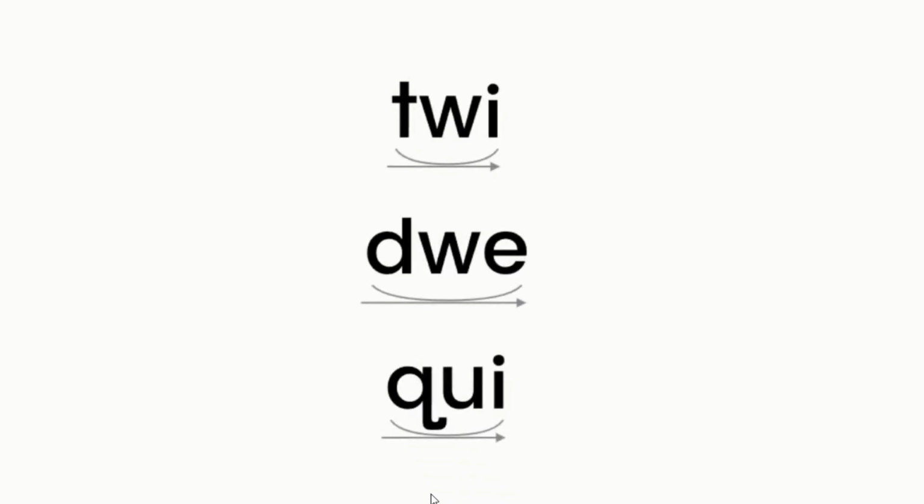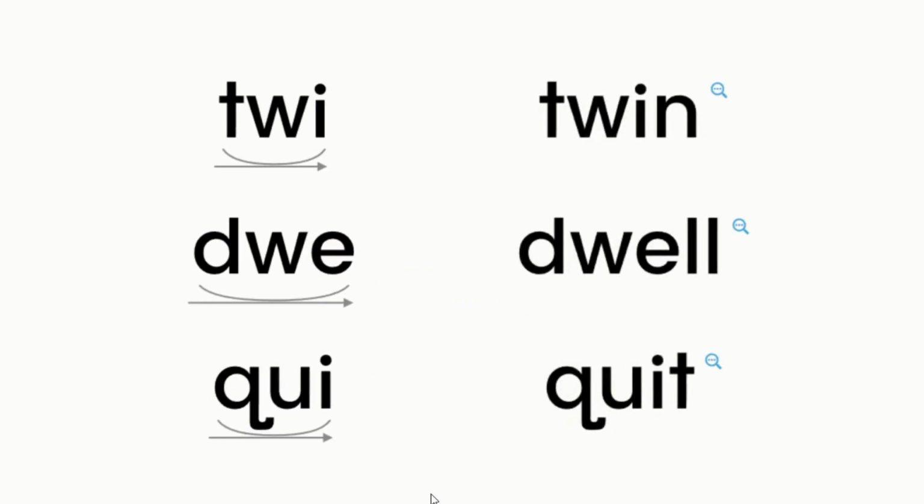Let's join the extra blends with the vowel I and read them together. Ready? Twi. Dwe. Qui. Read these slides. Twi. Dwe. Qui. Now let's add an ending sound to these slides to form words. Read these words. Twin. Dwell. Quit. Great.